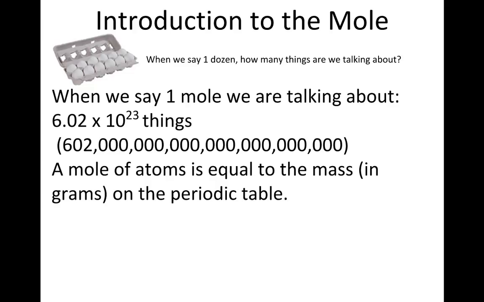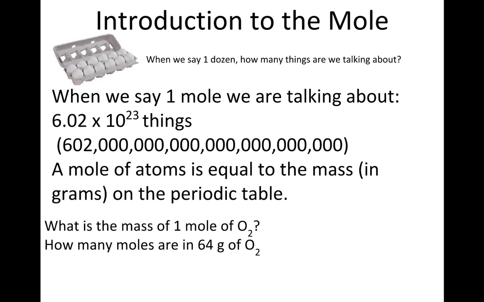So the moles of an atom is equal to the mass in grams from the periodic table. So the molar mass on the periodic table, so let's look at carbon. Carbon has a molar mass of 12.01. So that means for every mole of carbon I have, on the scale a mass of 12.01 grams.